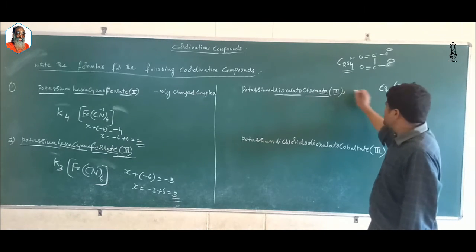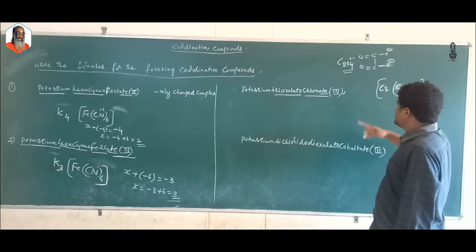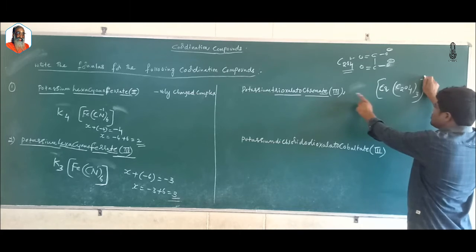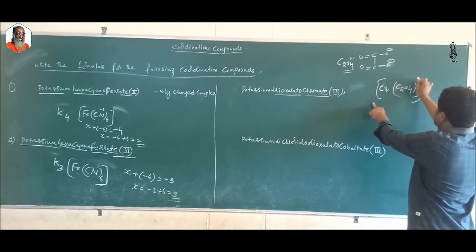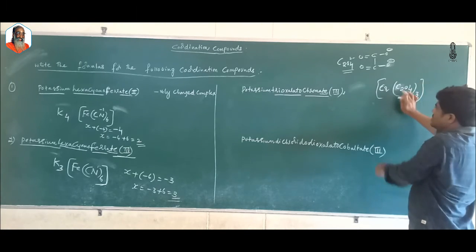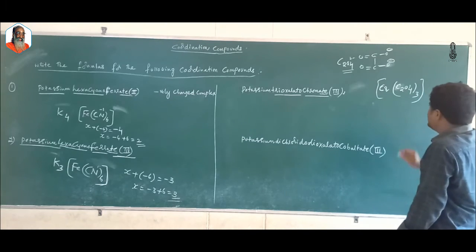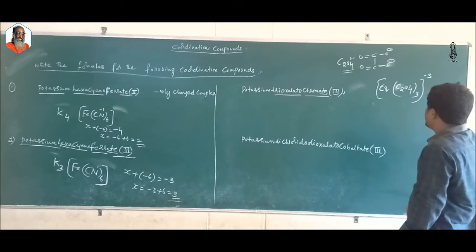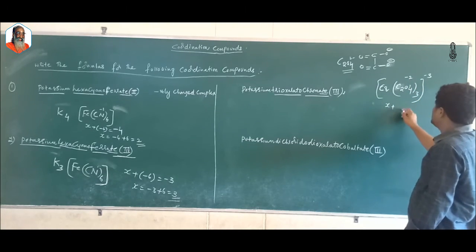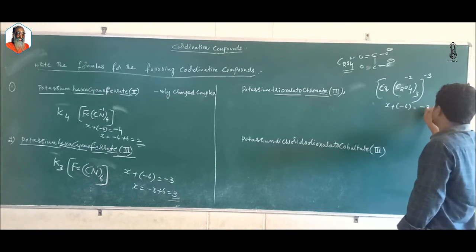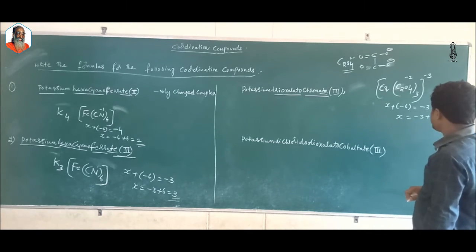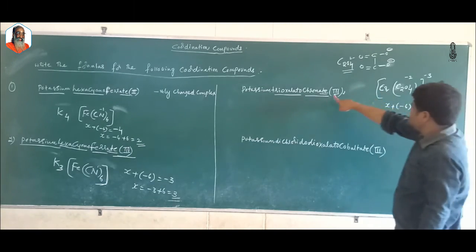3, so 3 in the sense what? What should be the charge on the complex here, so that the oxidation state of chromium is 3? It should be -3, because oxalate ion carries a charge of -2. X plus (-2 into 3), minus 6, that is equal to -3. X is equal to -3 plus 6, that is equal to 3. So 3 is the oxidation state of chromium.